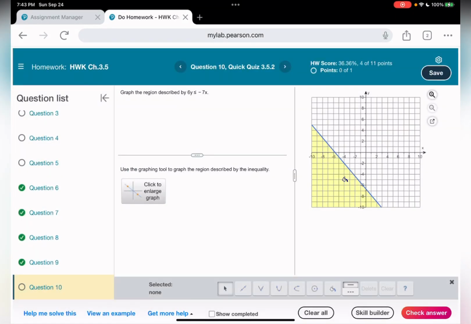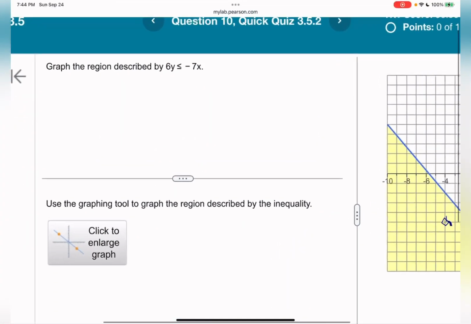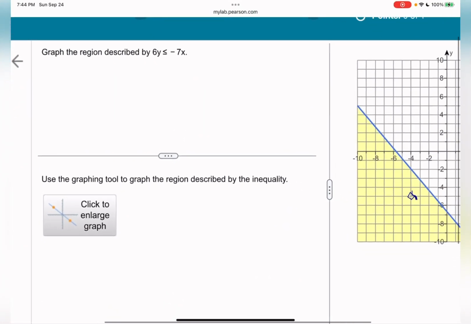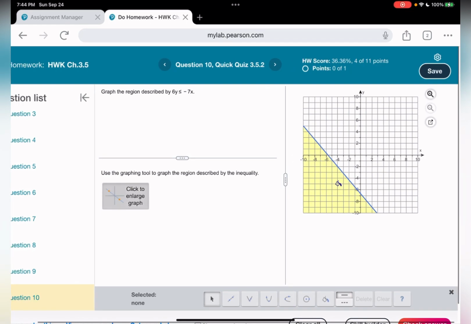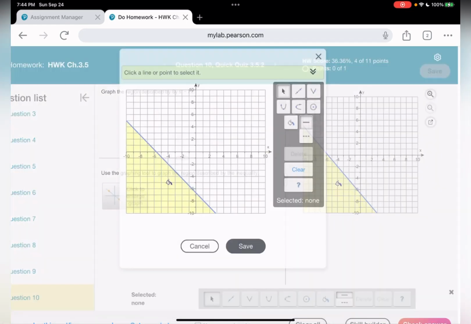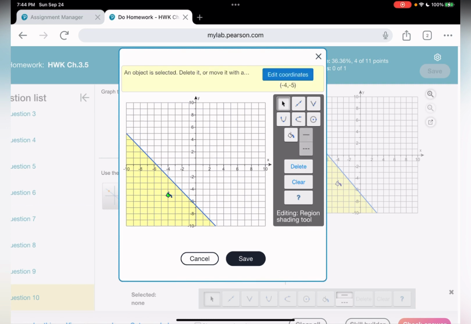What is it? Okay, let's double check. 6y less than or equal to negative 7x. I'm going to clear this. Highlight and then delete.